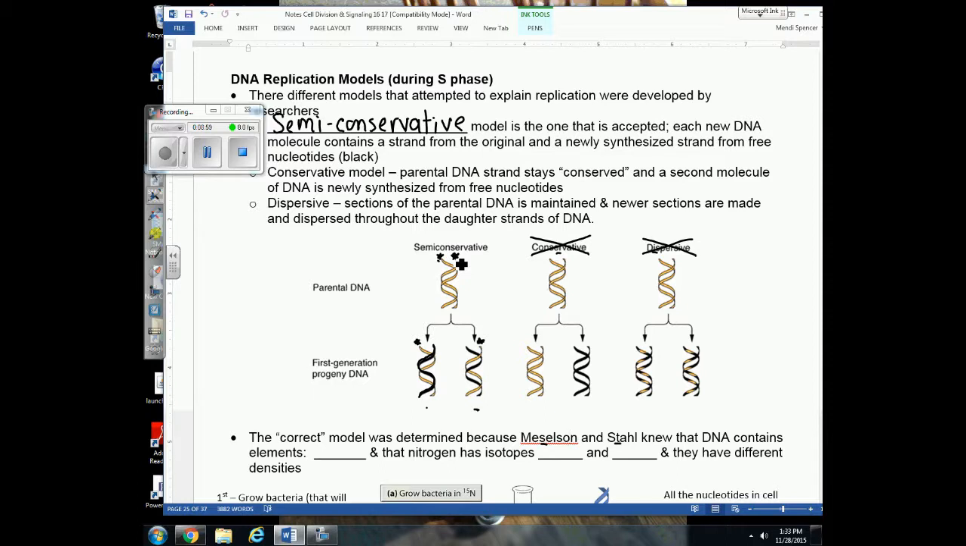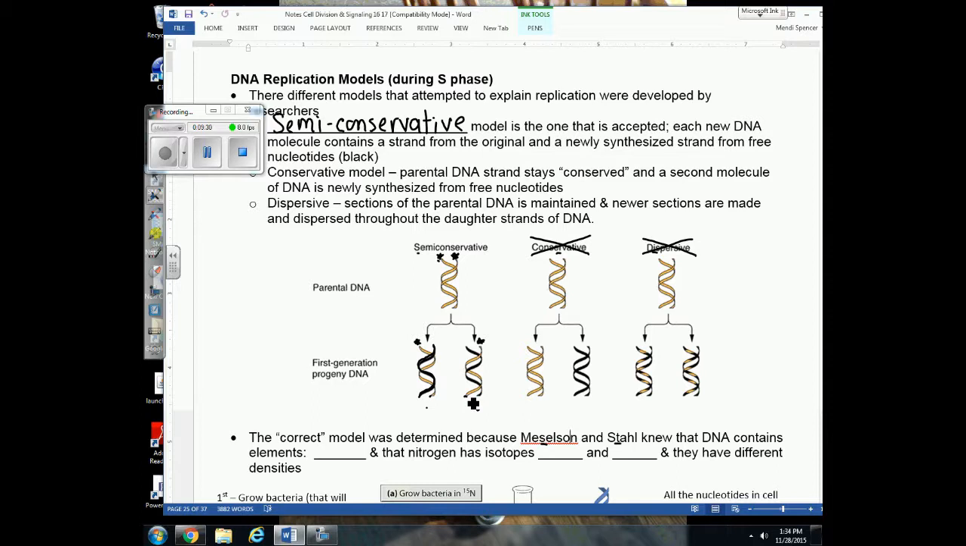With the conservative model, it was believed that this parent DNA molecule was fully conserved. It was kept completely intact. And then the machinery just built a copy of it all out of new nucleotides. So that's why it's called the conservative model, because we conserve the original. If you think about this first model that we talked about, we kind of conserve the original. Half of it ends up here and half of it ends over here. So that's the semi-conservative model.